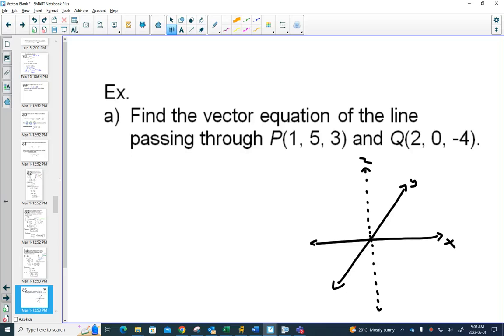So 1, 5, 3 would be 1 along your x, 1, 2, 3, 4, 5 along your y, and 1, 2, 3 up. So I would go over to 1, 5, which would be right here, and then this length up 1, 2, 3. This would be my first point. So I went over 1, over 5, got to that point, then I go distance of 3 up. Here is the vector p.